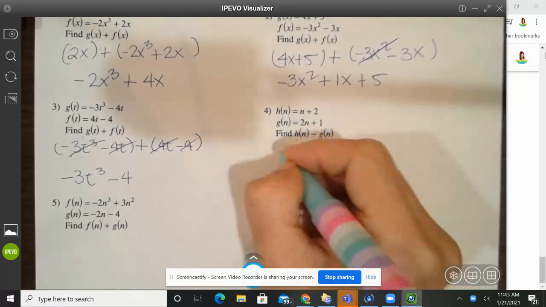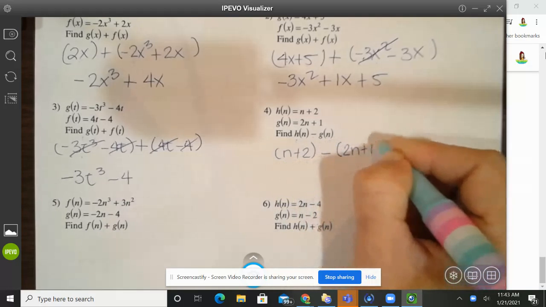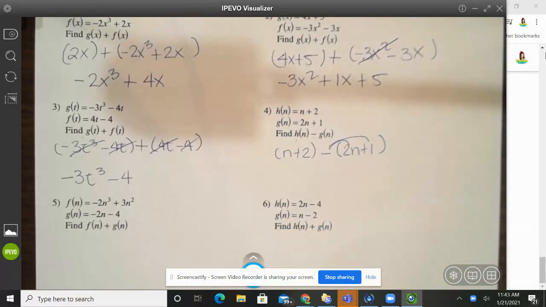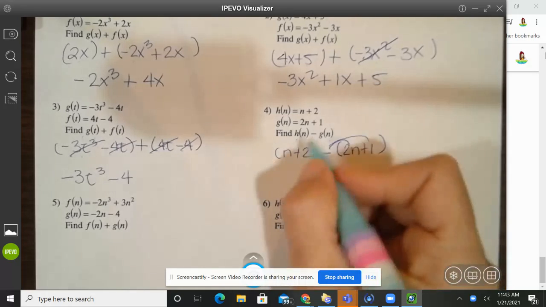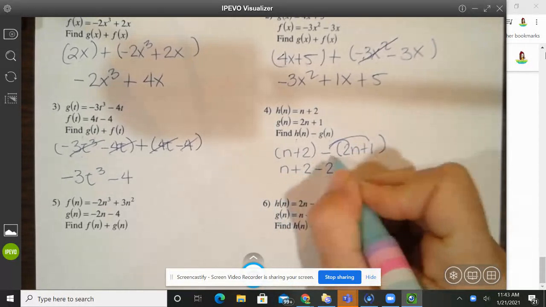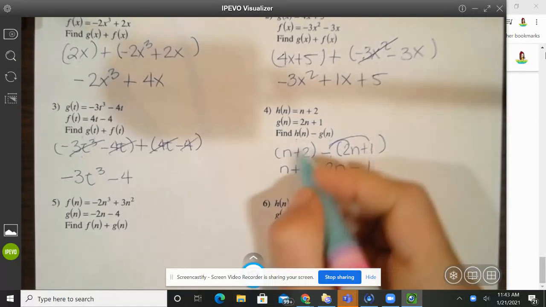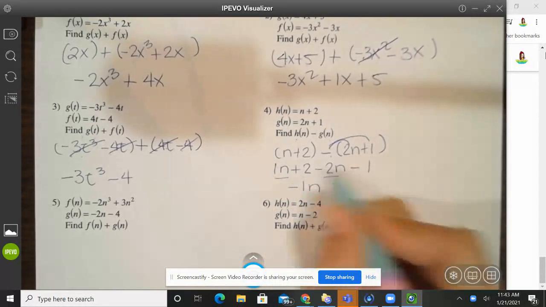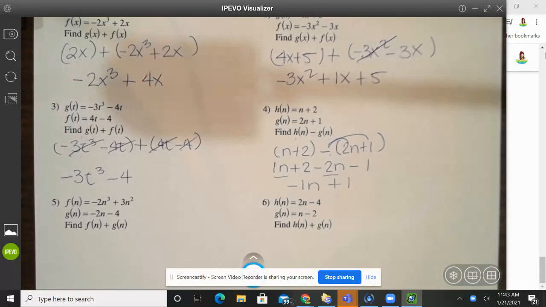So that's n plus 2 minus 2n plus 1. Now remember, this minus distributes to each of the terms inside the parentheses because you're really multiplying by negative 1. So let's switch the sign. That's n plus 2, drop the parentheses, minus 2n, minus times a positive is a minus 1. Now combine like terms. Remember there's a 1 here. That minus that is negative 1n. And 2 minus 1 is positive 1. And that's it. I'm done.